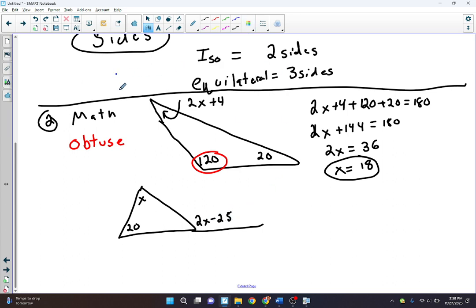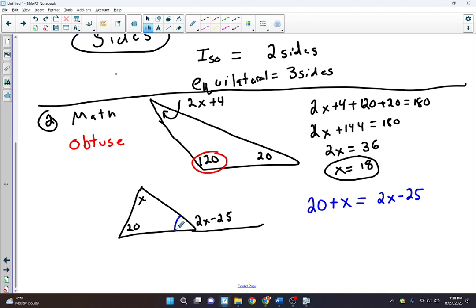Quite tricky. So this one is an external angle. External angles are angles on the outside. So 20 plus x, which is the two angles here, equals the outside angle, which happens to be 2x minus 25. If it's on the outside, it's automatically equal to the other two, yes.